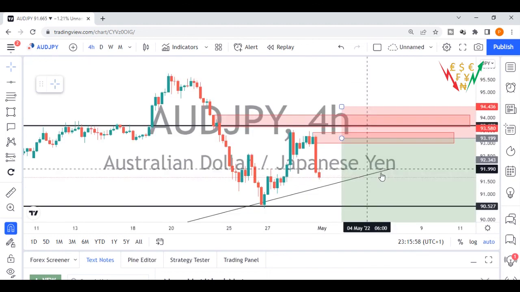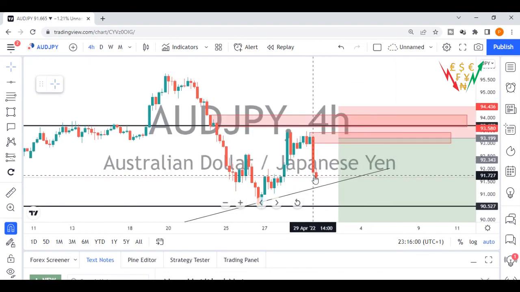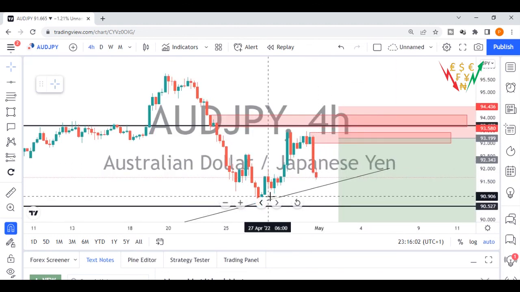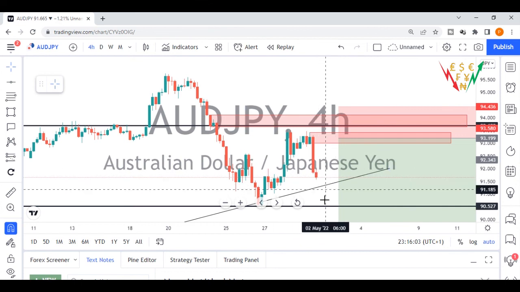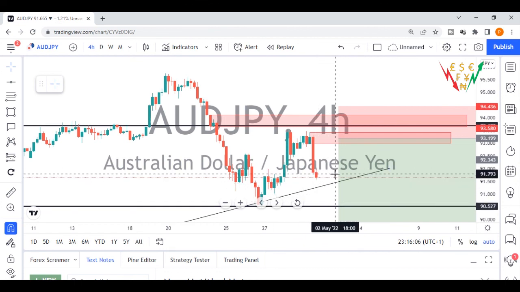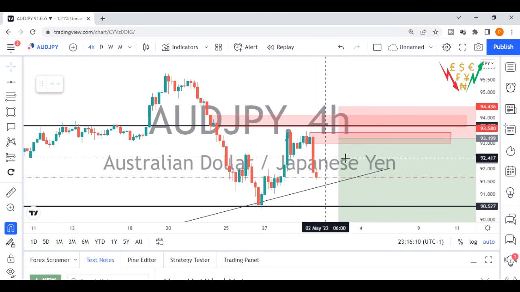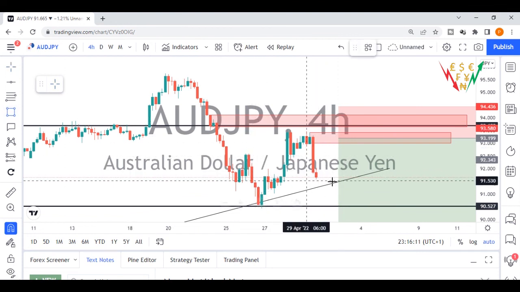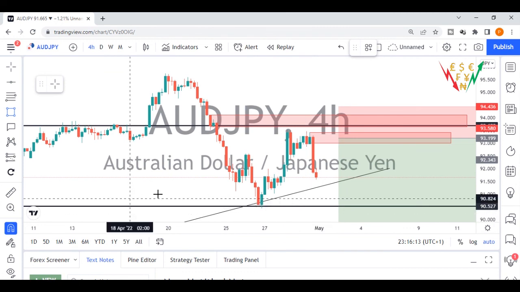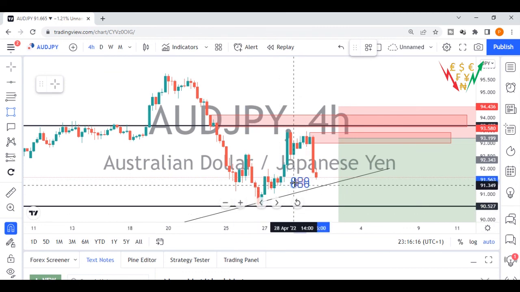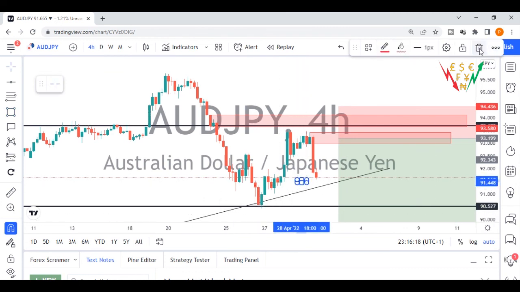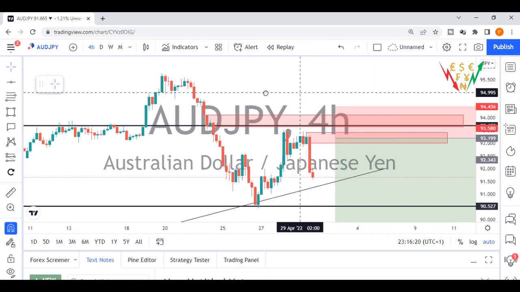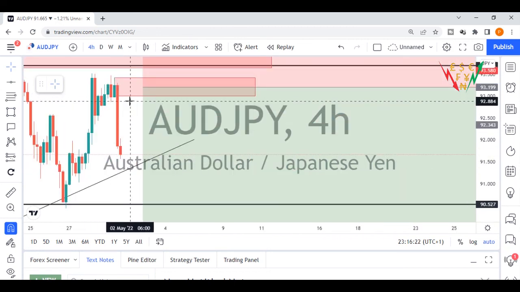Let me see what we have on the 4 hours. We have this level here. What if the market comes to this zone first? What if the market goes bearish and comes right here and reacts on this point? Whichever position we're taking, we're going short on the AUD/JPY. It's very important.